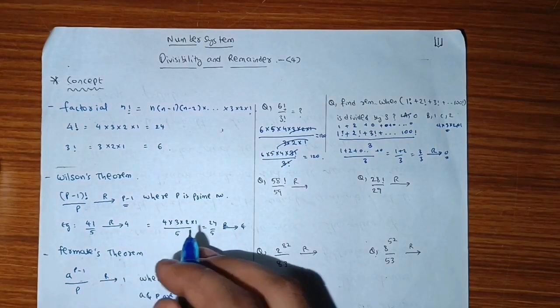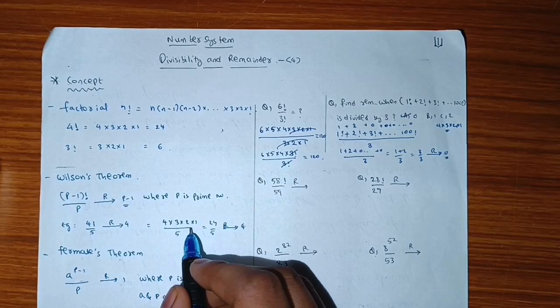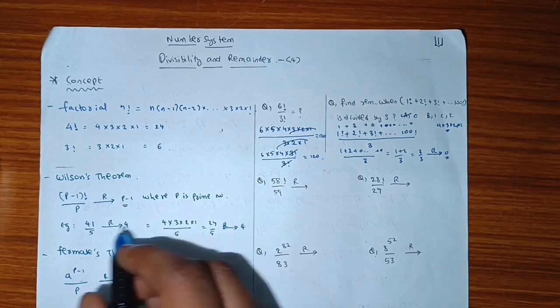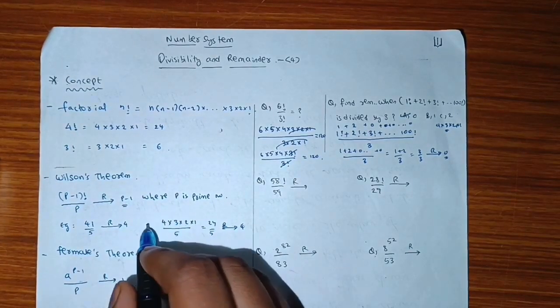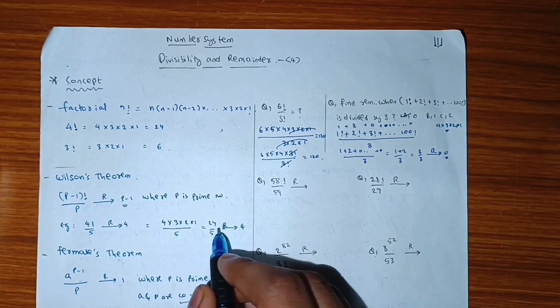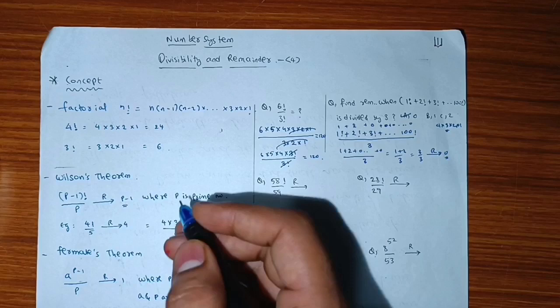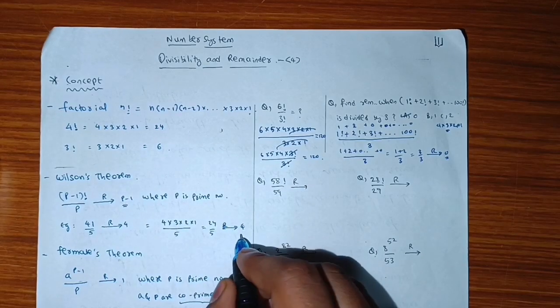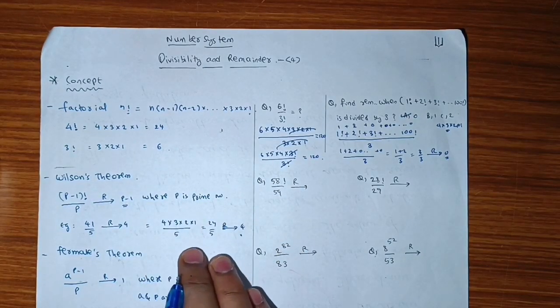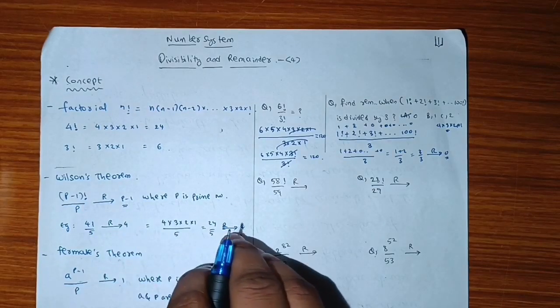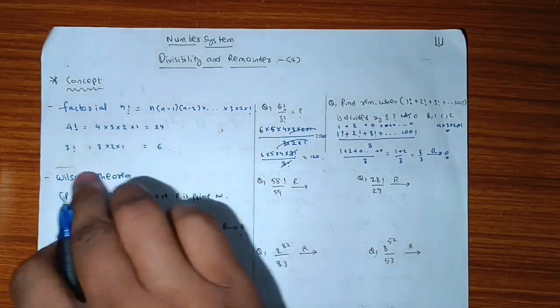Let me make it clear here: 4 into 3 into 2 into 1 is 4 factorial, divided by 5. If you multiply all this, you will get the value 24 by 5, which is like 5 fours are 20. The remainder will be 4. So here you can see the theorem has been proved. So you need to remember this formula.